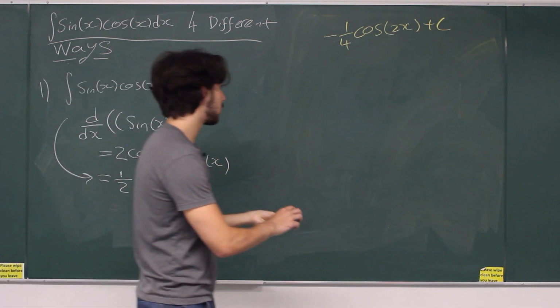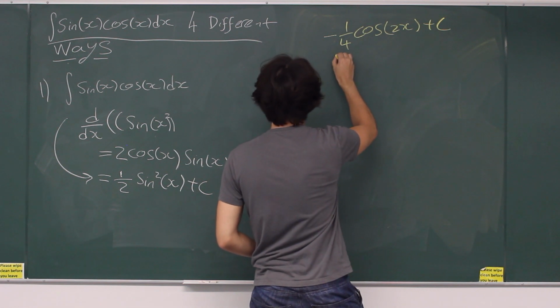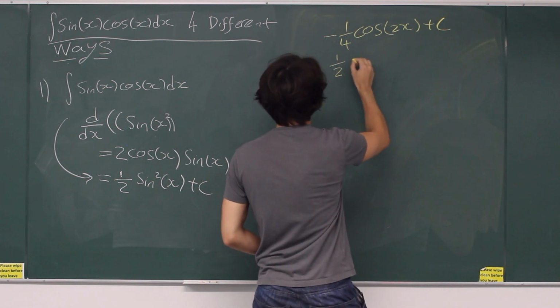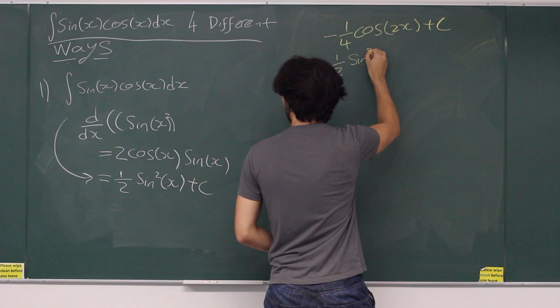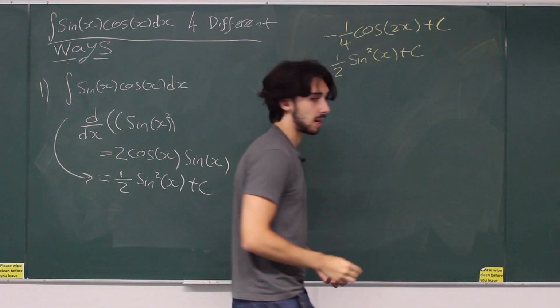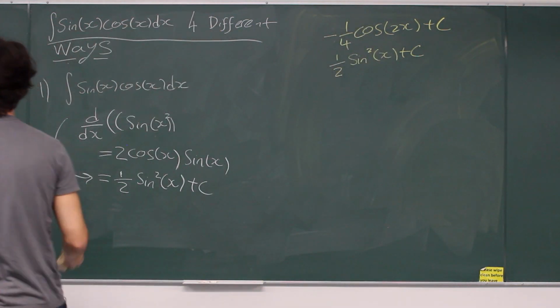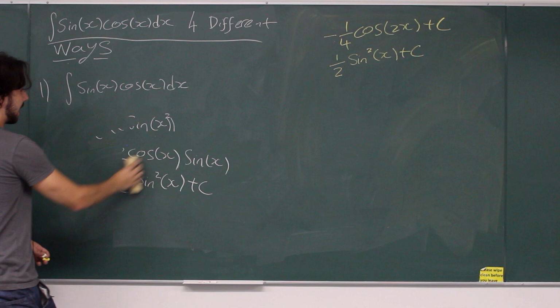So with our second method of integration, and this is also correct, it's just a different thing, we have 1/2 sine squared x plus c. Okay, that's our second method. All right, the third method is going to be quite similar to this. We're just going to do it the other way around.